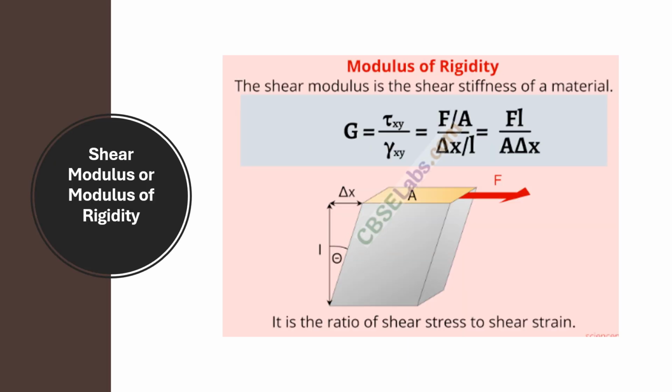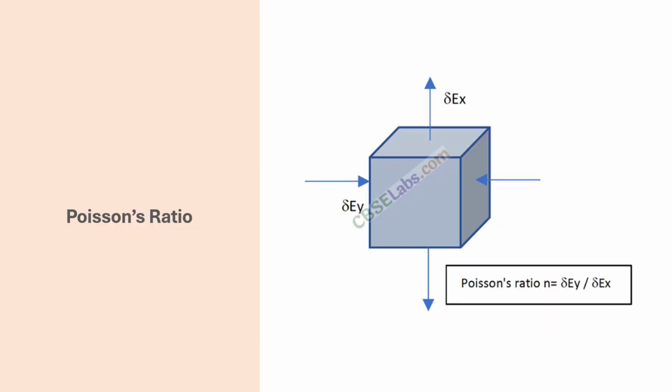Shear modulus or modulus of rigidity. It is defined as the ratio of the tangential stress to the shear strain. Modulus of rigidity is given by. Poisson's ratio. The ratio of change in diameter delta D to the original diameter D is called lateral strain. The ratio of change in length delta L to the original length L is called longitudinal strain. The ratio of lateral strain to longitudinal strain is called Poisson's ratio.